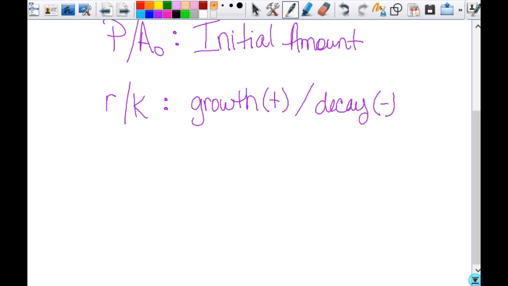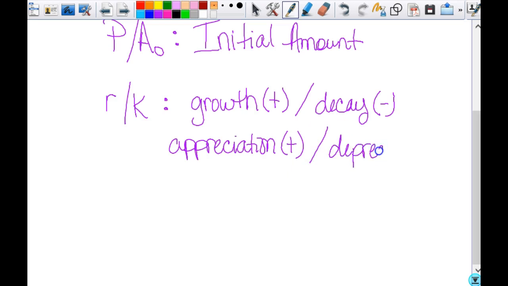Or depending on if we're talking about money or something like that, it could be appreciation, which would be a positive rate. So if I have an interest in something that's growing. Or it could be depreciation, which would be negative. So after you buy something, it starts to depreciate. So the value reduces at some rate. So that R and K are that rate. Both of these are some sort of rate. If it's an increase, it's positive. If it's a decrease, it's negative. Sometimes these formulas are shown with a plus or minus. I don't know that that's necessary as long as you understand the concept of what's happening with the rate.